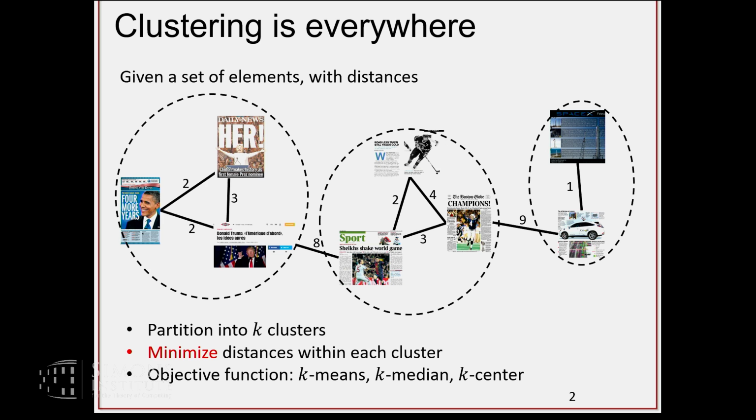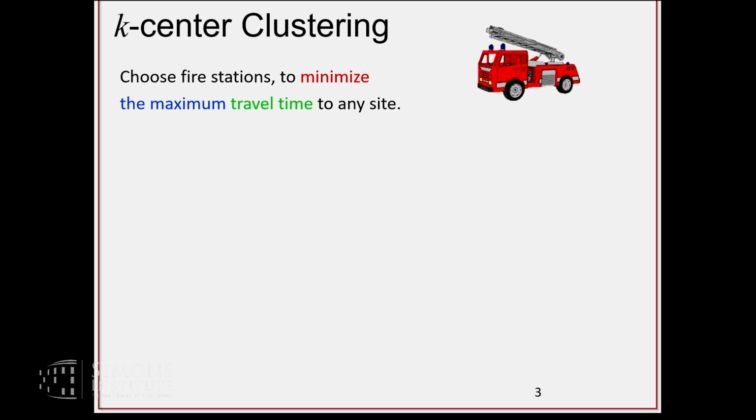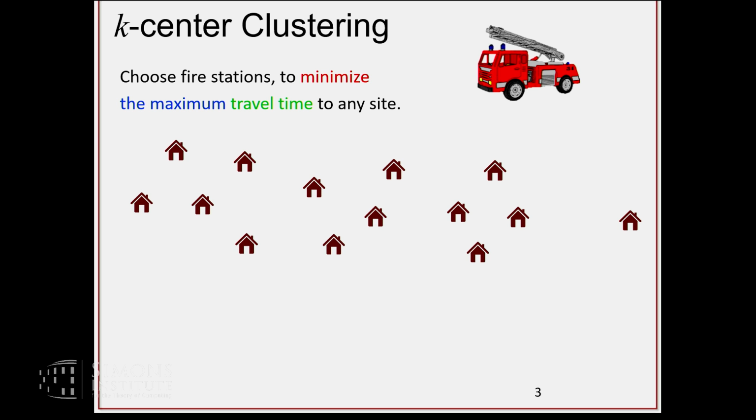Okay, now I'm going to get a bit more specific. In this talk, I'll be discussing one objective called the k-center objective. For this one, imagine that you're designing a city and you want to place k fire stations spaced equally throughout the city. Your goal is to minimize the maximum travel time you have to go from any fire station to any address in the city. Okay, so say we have all these houses.